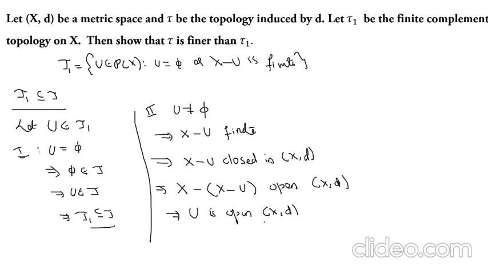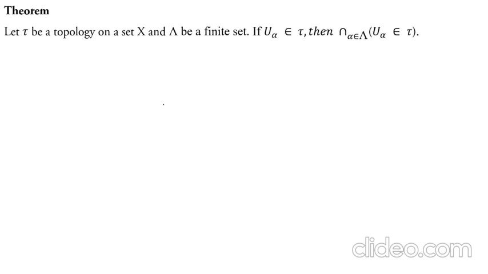That means U is open in (X, d), and tau is the topology induced by d. That means U belongs to tau. In the second case also, we get tau 1 is a subset of tau. Thus the cofinite topology is weaker than tau, or smaller than tau, or coarser than tau. Or we can say that tau is finer than, or larger than, or stronger than tau 1. Then move on to the first theorem.